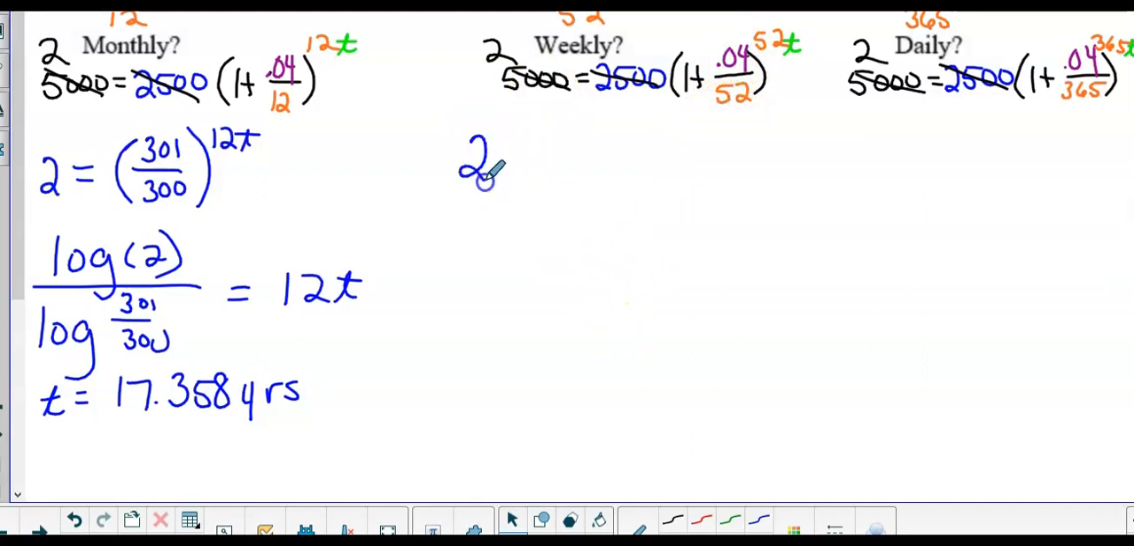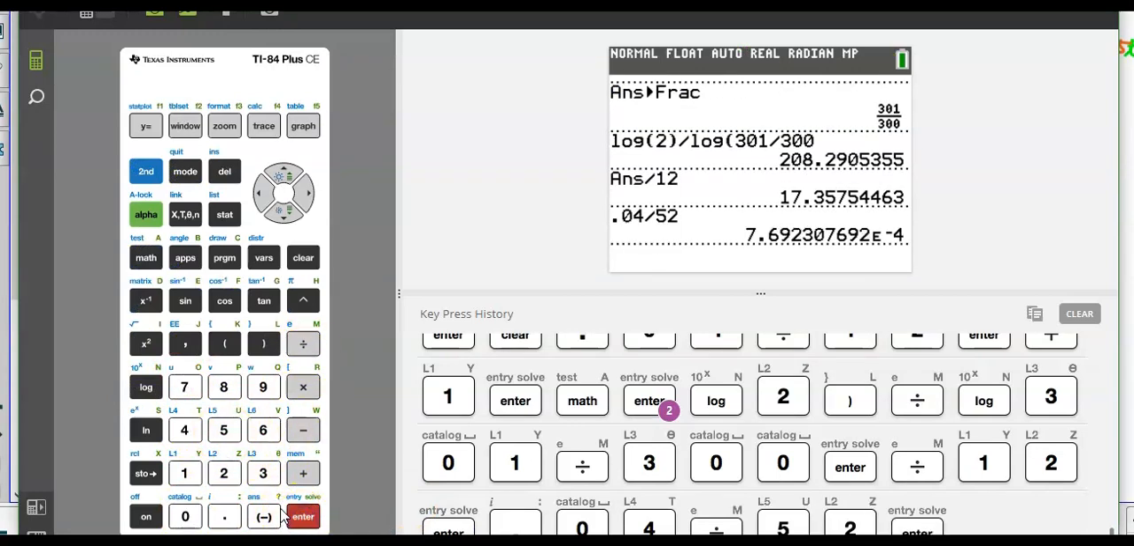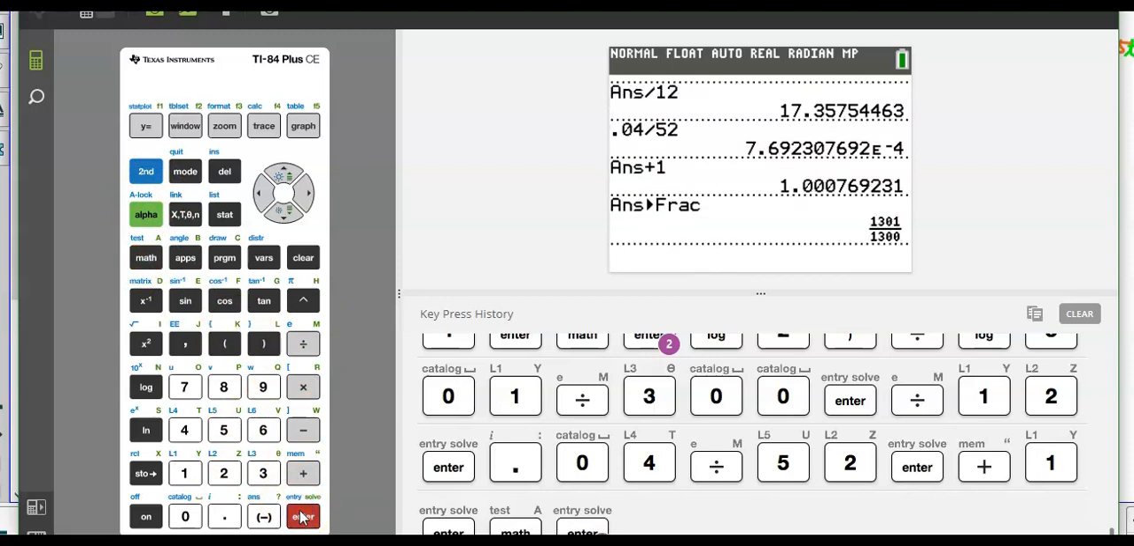So we have 2 equals, and then what's in these parentheses, I need to go over here and calculate. So I'm going to enter 0.04 divided by 52. Okay. And you see how you get the scientific notation? And then I'm going to add the 1 to it. And then I'm going to change that to a fraction. 1301 over 1300.